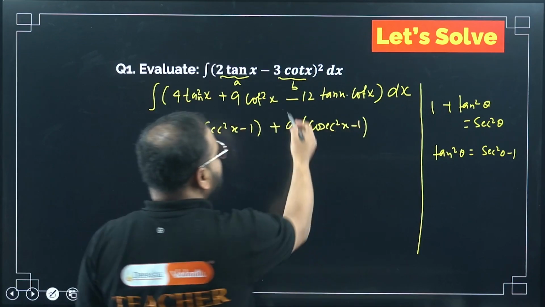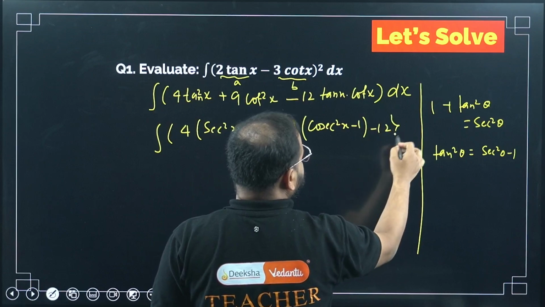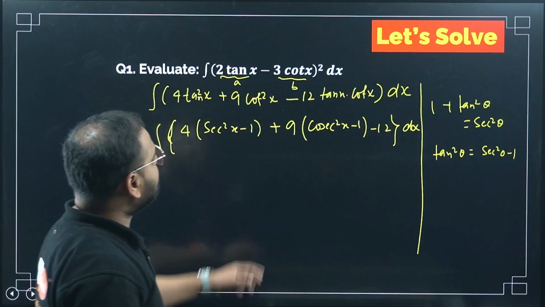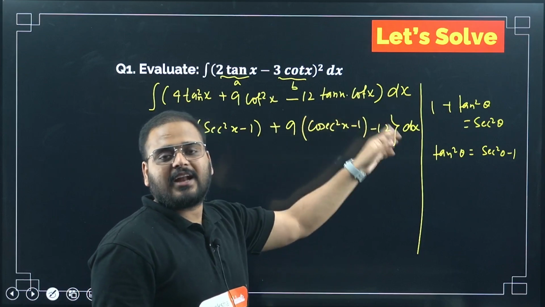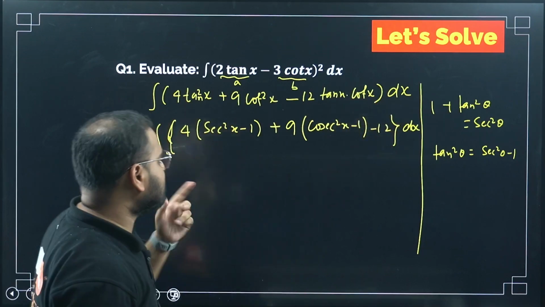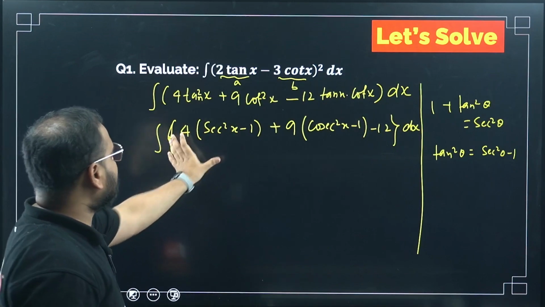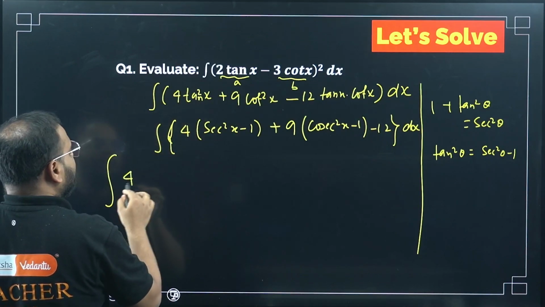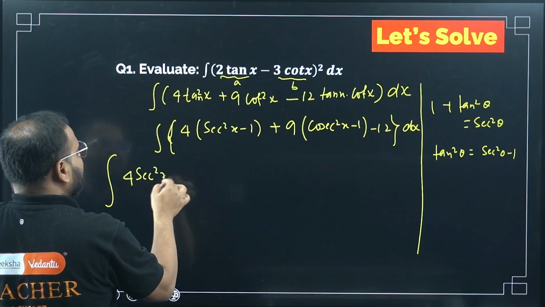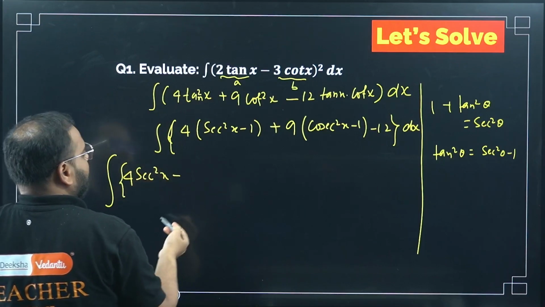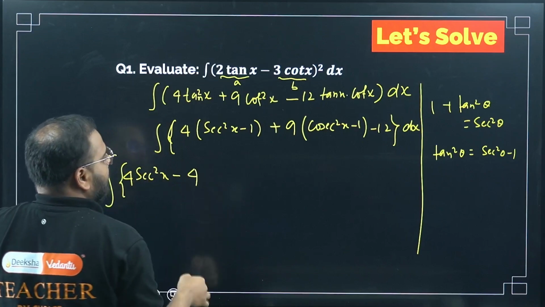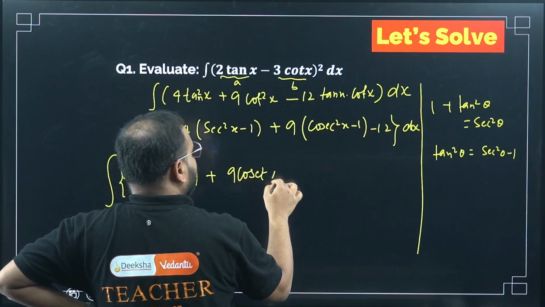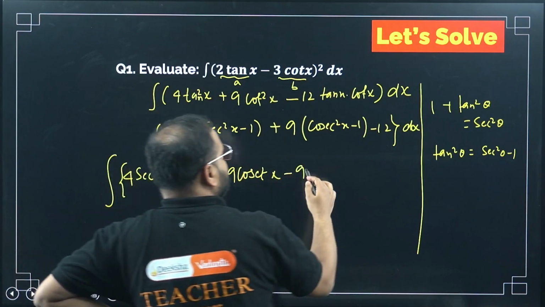And what about this? Simply minus 12. Why? Tan x into cot x is 1, right? Tan and cot are reciprocal to each other, so the product is 1. Now I'm going to expand this bracket. Integral of this will become 4 sec square x minus 4 plus 9 cosec square x minus 9 and minus 12.